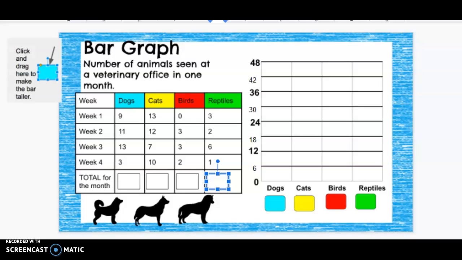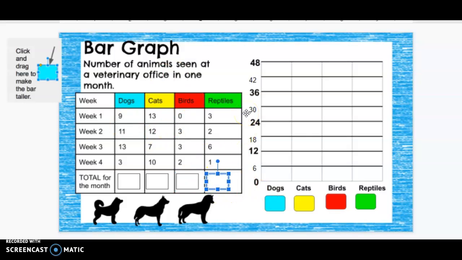All right, here's our bar graph. In this bar graph, you're going to be graphing the number of animals seen in a veterinary office in 1 month. So your categories are your dogs, your cats, your birds, and your reptiles. And at the bottom of each column where those animals are, you have to find the total for the number of that type of animal seen in the office in 1 month.